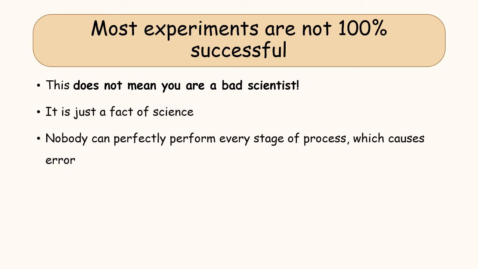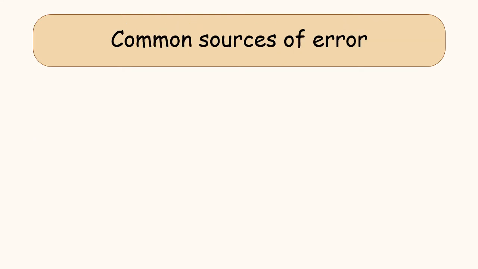It is not possible to perfectly perform every stage of a process. And the fact that it's impossible means that there's always going to be some errors. It is expected, it is natural, and the best scientists on the planet do not get 100% yields in their reactions because it is impossible. So common sources of error.